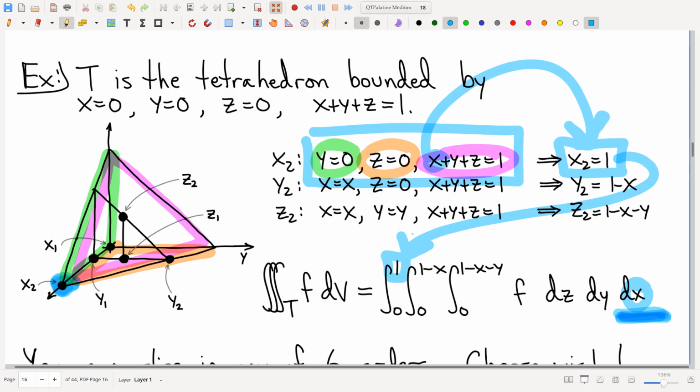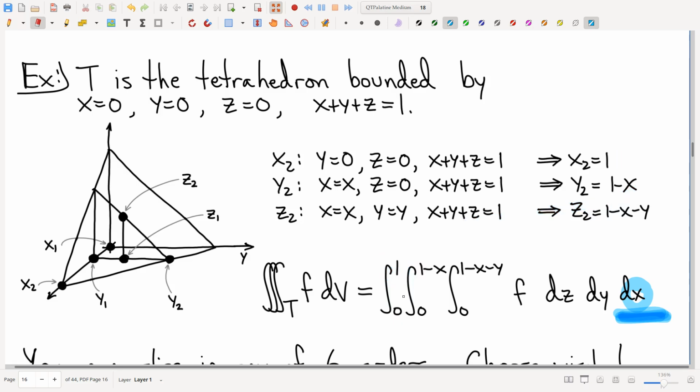There it is. Everybody happy with the process? Okay, let's proceed. Now again, the picture is really important.